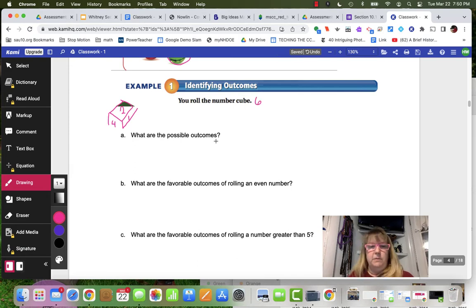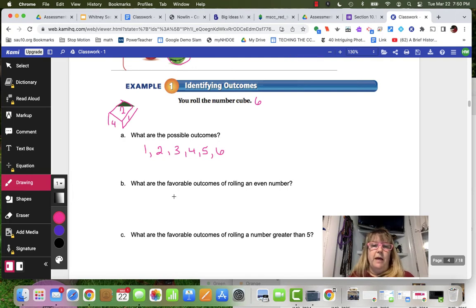So what are the possible outcomes? Well, if I roll the die, my possible outcomes are getting a 1, a 2, a 3, a 4, a 5, or a 6. It doesn't say anything about the probability of it. I could just roll 1, 2, 3, 4, 5, or 6.